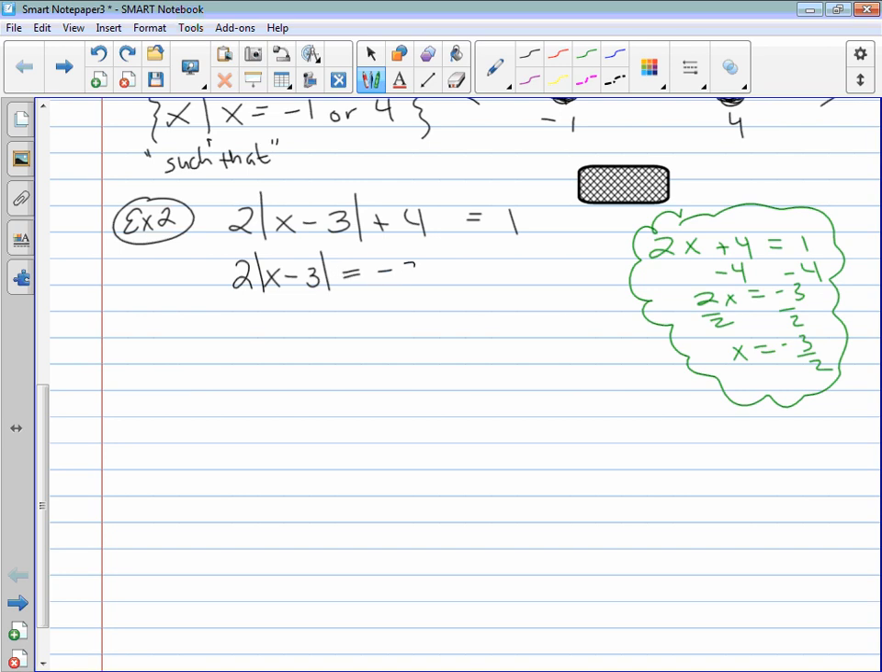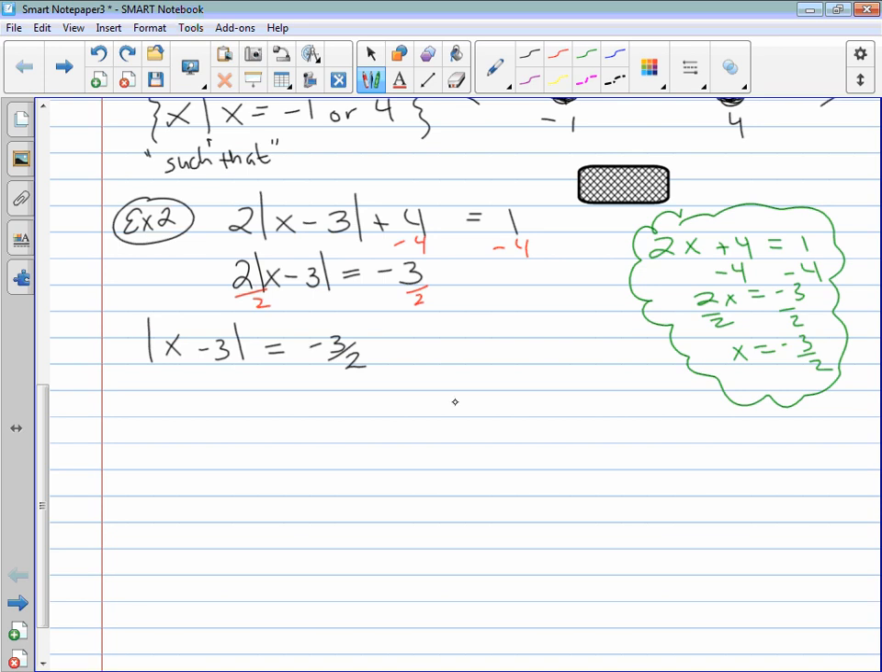Equals negative 3, right? That's what I'm going to subtract 4 from both sides. Then you got to divide by 2. So you end up with the absolute value of x minus 3 equals negative 3 halves.